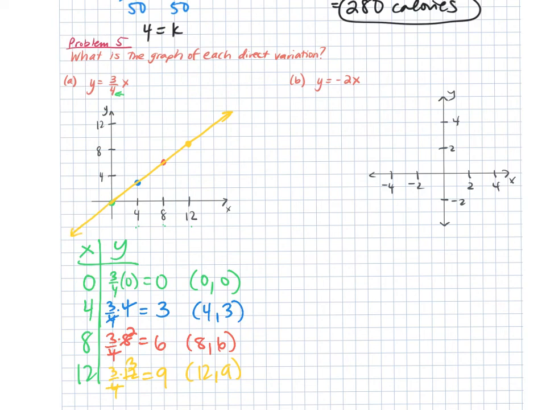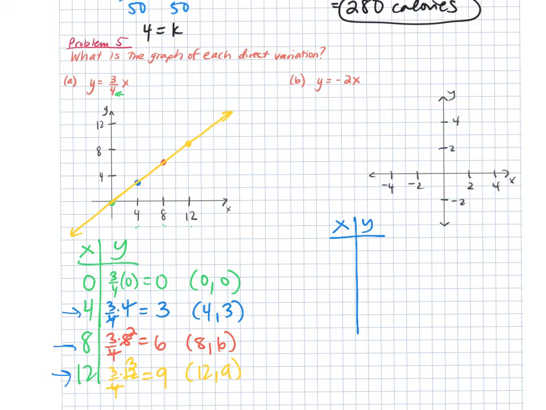Okay, and then let's do one more. Again, you just pick your own values of x. I picked these ones in 4 just to make the math easier because we were dividing by 4. But you could plug in whatever you wanted. As long as you have 2 points, you can draw a line. It's always good to have a third just to make sure you did it right.